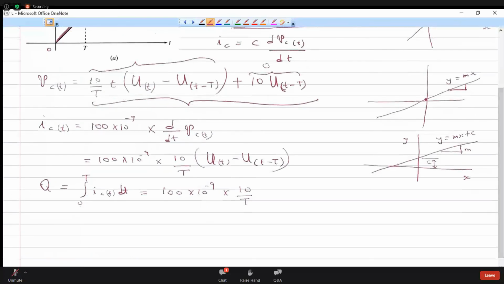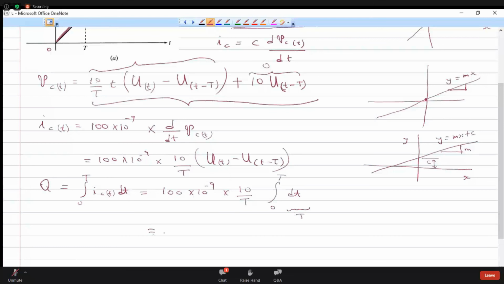Now there is no need to handle this part, because it is only a unit step function that is delayed here. So we can integrate with respect to t from 0 to T of dt. So that will be T. Now this T and this T will get cancelled from the numerator and denominator.